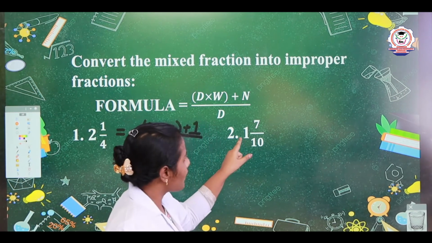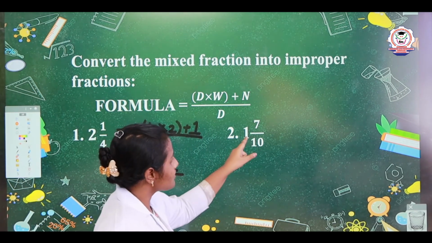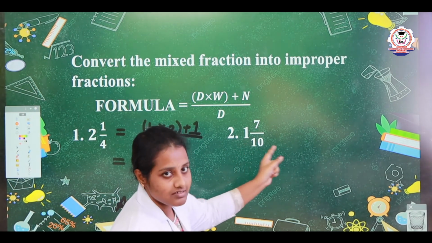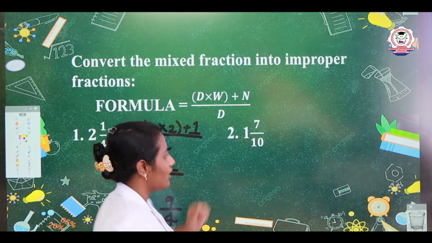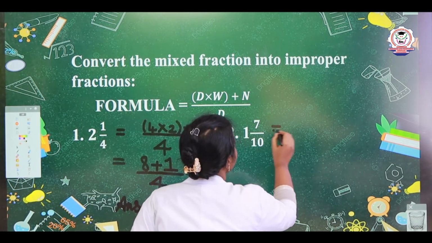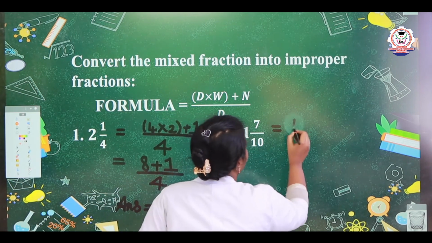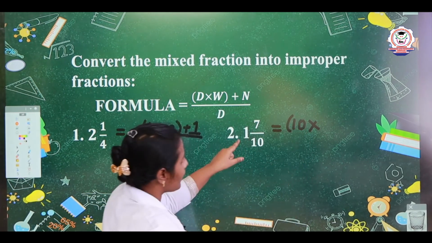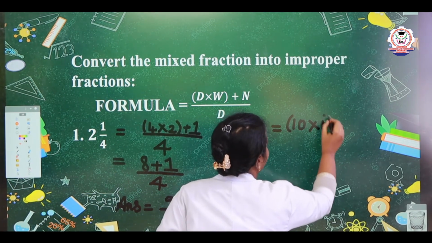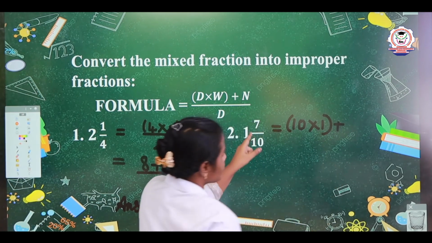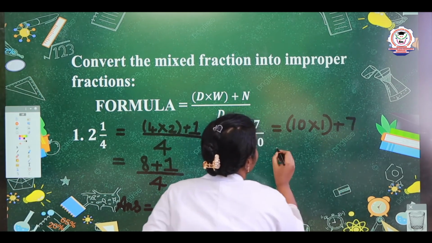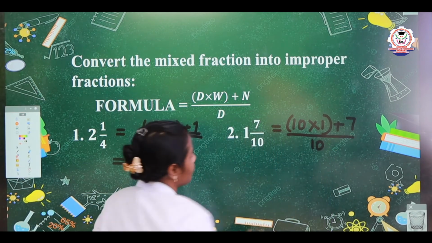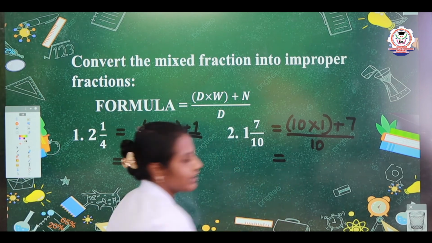Now we will do the next sum. See here, they gave 1 and 7 by 10. Which is the numerator here? Very good, it is 7, the denominator is 10 and the whole number is 1. Now we will substitute in this formula: the denominator 10 into, which is the whole number here? 1, plus, which is the numerator? 7. So the denominator is 10, it will remain the same. Now tell me, my dear, 10 ones are?